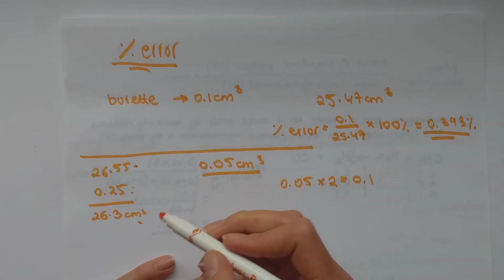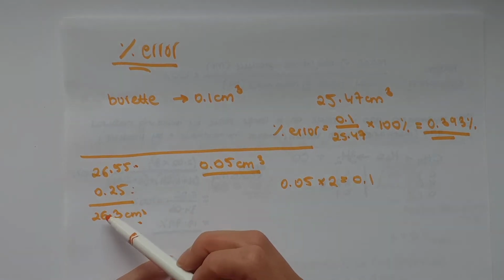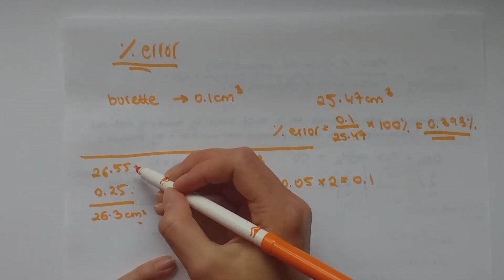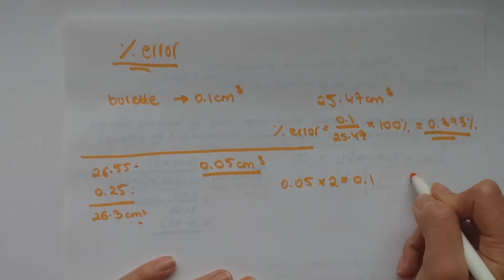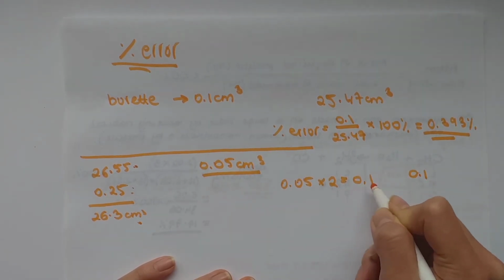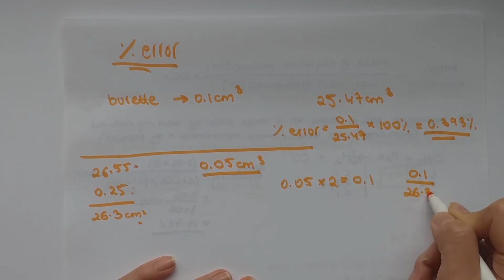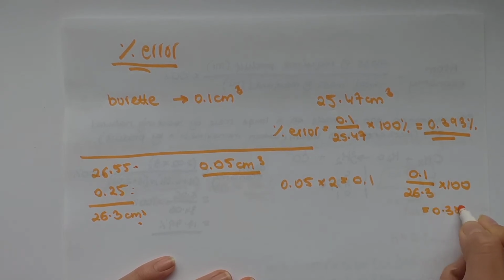And then the titer is calculated using these two, so we're not reading this again. So we don't need to multiply by 3. We just read two times and then we find the difference. And we have to find the percentage error of this difference. So 0.1 over 26.3 multiplied by 100, which will give you 0.38%.